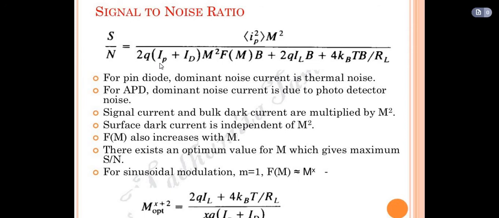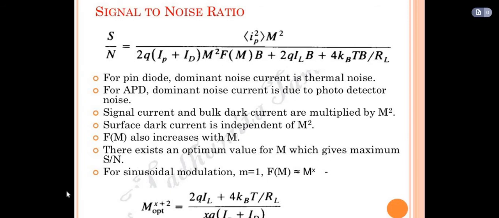Here they made a point. For a pin diode, the dominant noise current is thermal noise, and for an avalanche photodiode, the dominant noise current is due to the photodetector. Because for avalanche photodiodes, we consider that, and based on that we can find its current. The signal current and the bulk dark current are multiplied by the factor m square. The surface dark current is independent of m square, and after taking this point into consideration, whatever F of m is, it is also going to increase with the value of m. If we substitute all these parameters into our equation, wherever m square is there, we replace it with the factor m power of x.